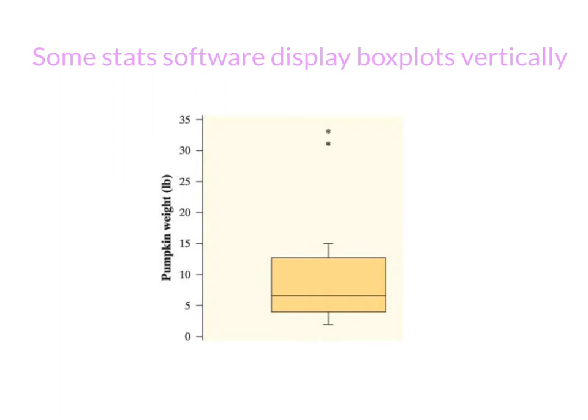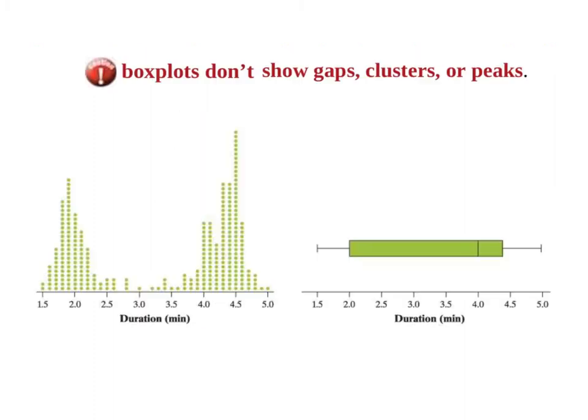Also, if you're ever using statistics software, sometimes they display box plots vertically. So this is what our box plot of pumpkin weight would look like if it was vertical instead of horizontal. Just wanted to show you.